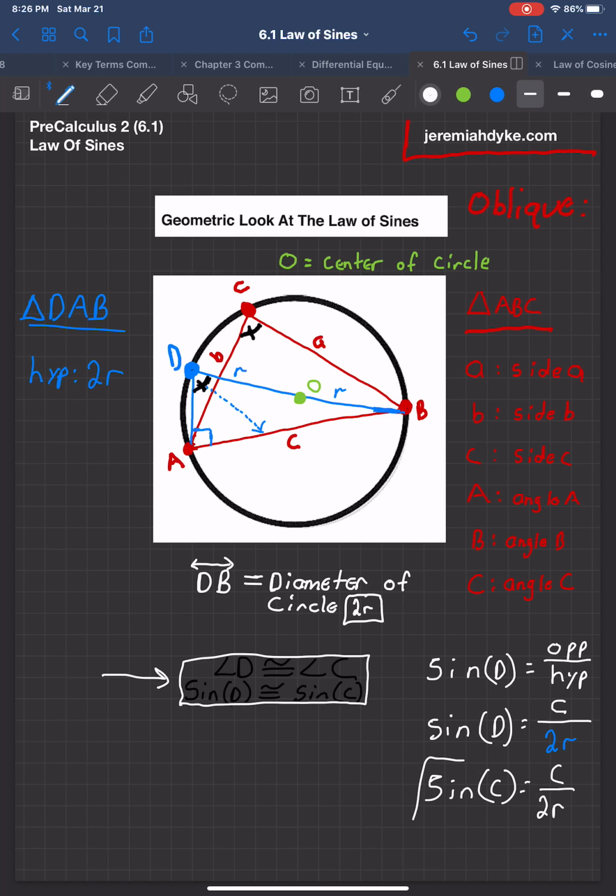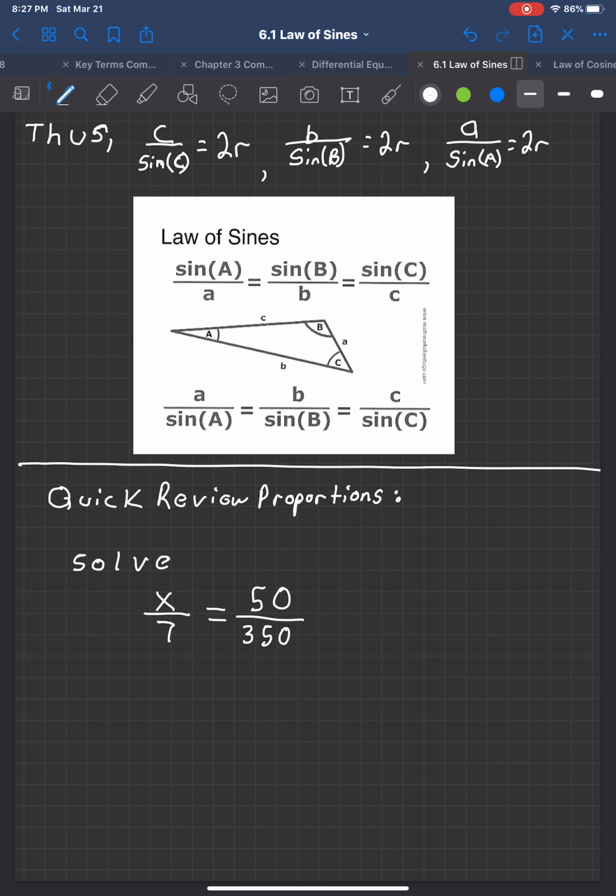Ready? Now, if I take sine of C, which is equal to C divided by 2r, and I solve it for the hypotenuse, this would mean that 2r is equal to C over sine of C. And we're almost done. I can just chat you through the rest of it, okay?